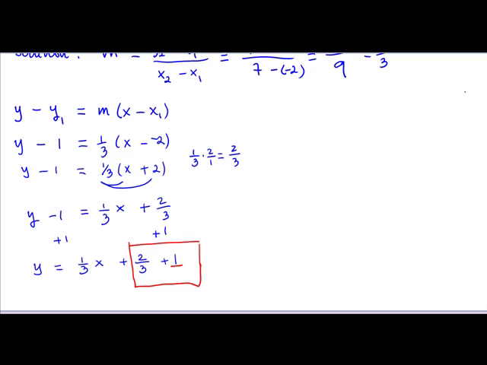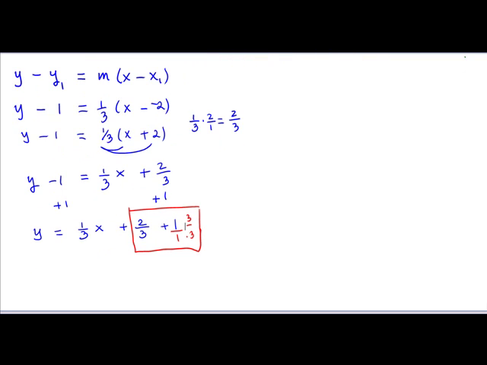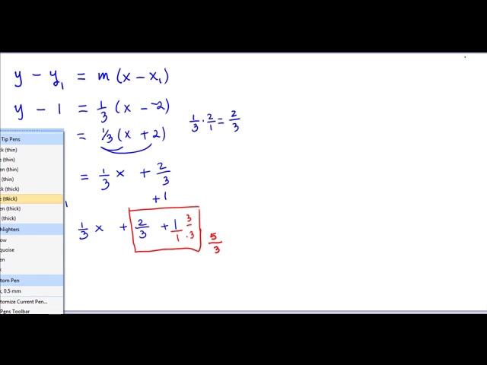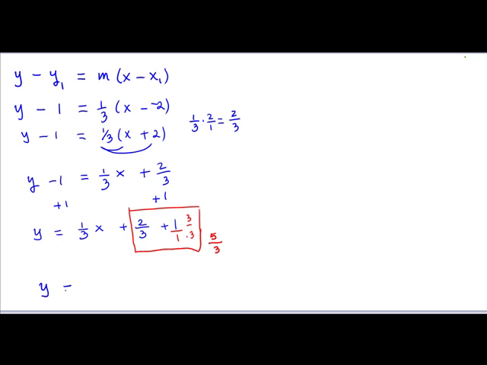Okay, so I put a 1 underneath. I have LCD is 3. So you got 2 over 3 plus 3 over 3, which is 5 over 3. So the answer will be y equal to 1/3 x plus 5 over 3. That's the answer.